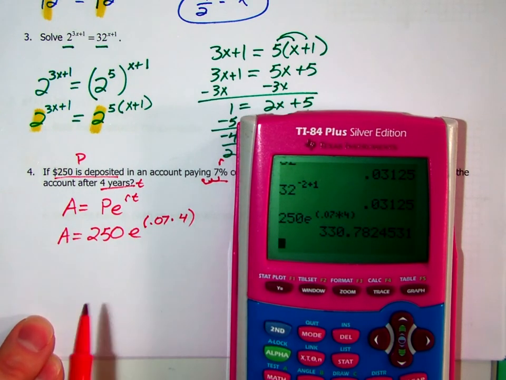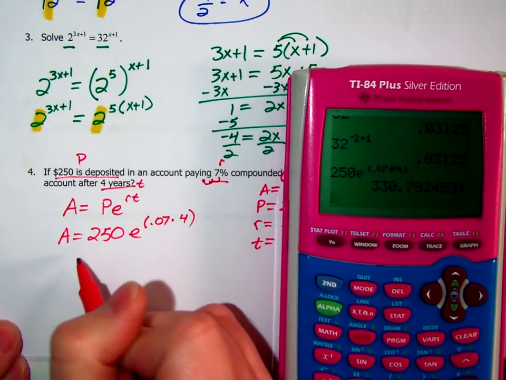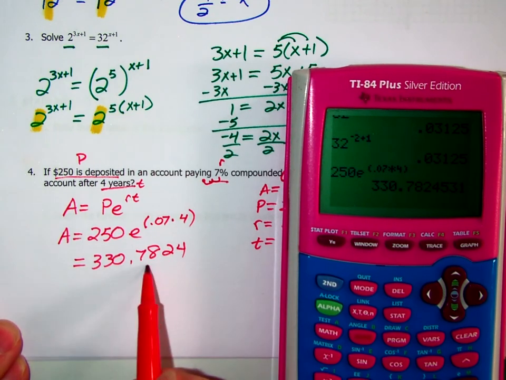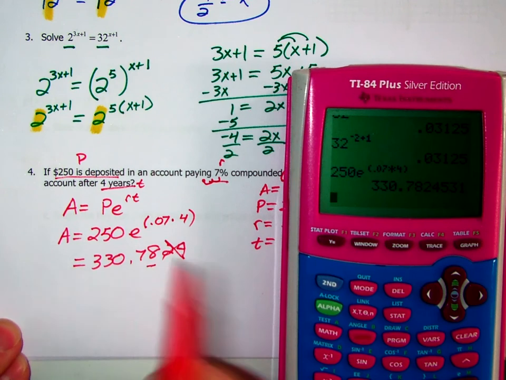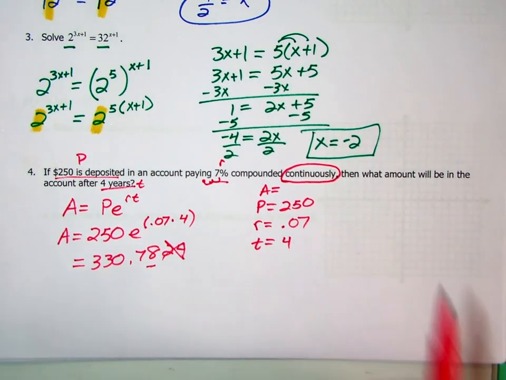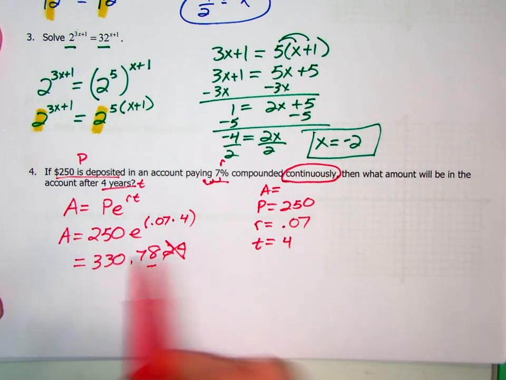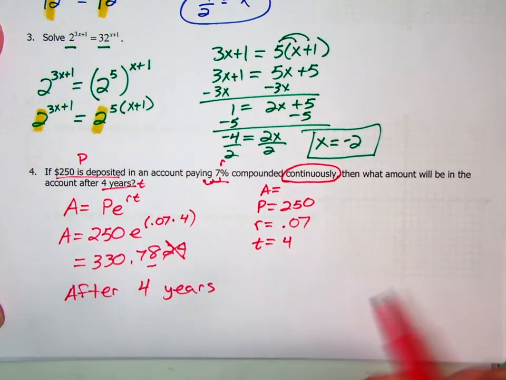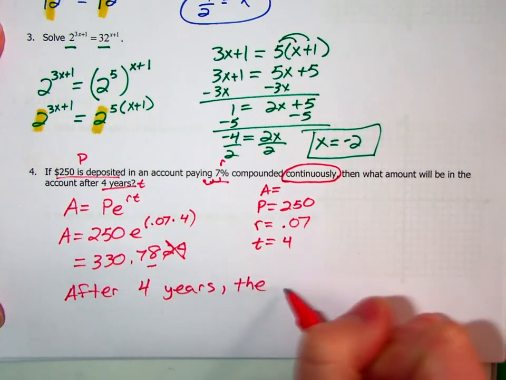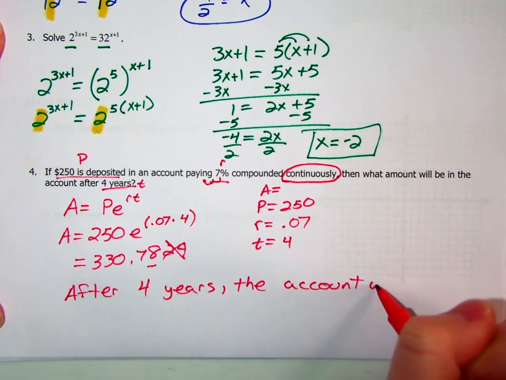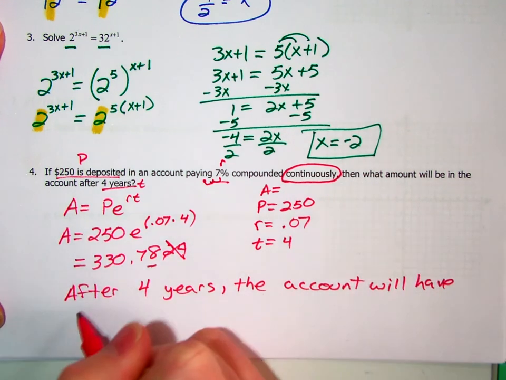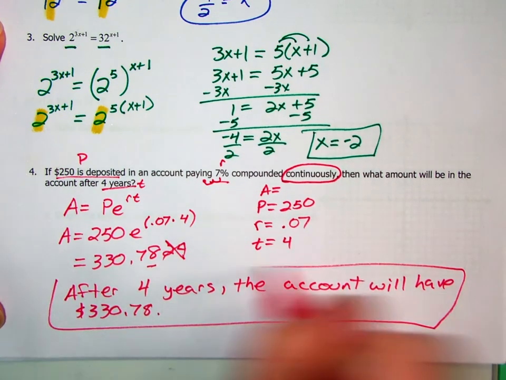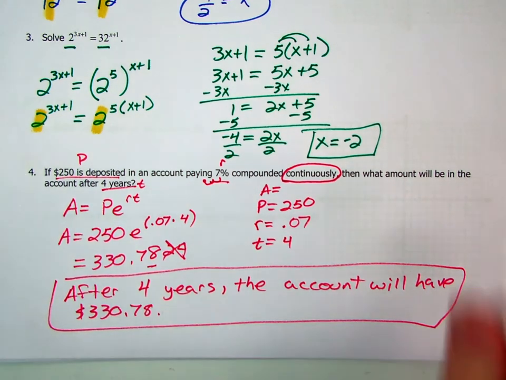And that gives me 330.7824, remembering that we're talking about money, so we'll just round to the second decimal place. The 2 makes the 8 stay the same. So then I have to write my sentence. Since this is what it would be after 4 years, we need to specify that. So after 4 years, the account will have $330.78. Because remember, if it were a different amount of time, that quantity would be different as well.